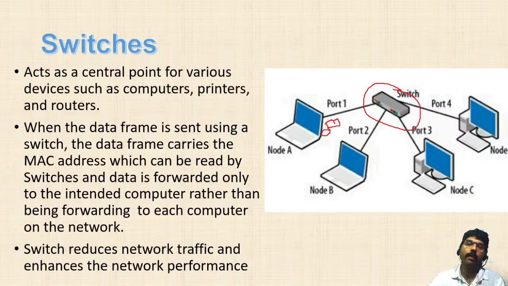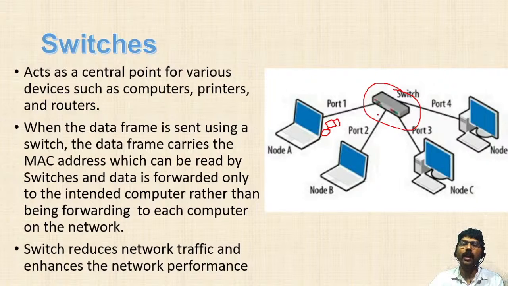The data frame contains additional information called the MAC address. This MAC address is available in each and every machine. Each and every machine has its own unique MAC address. The MAC address is also called the physical address of the computer, which is stored in the hardware part of the computer, that is, the NIC.